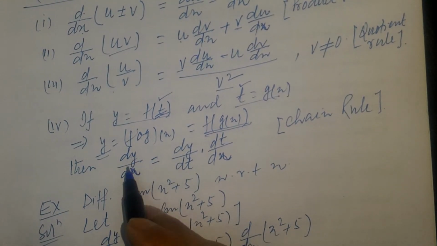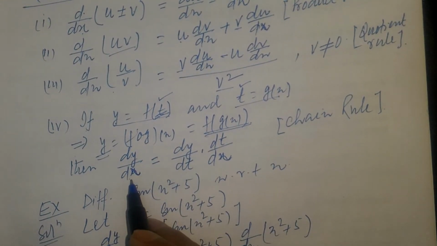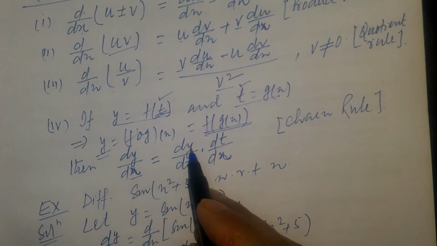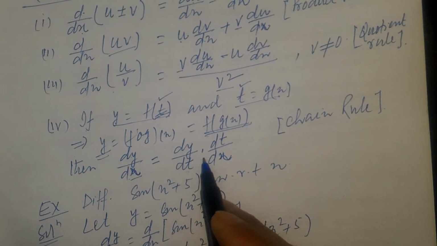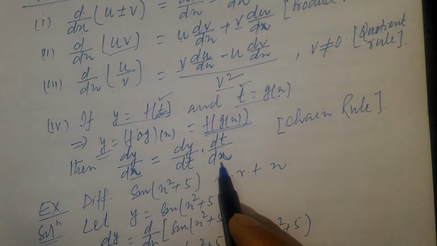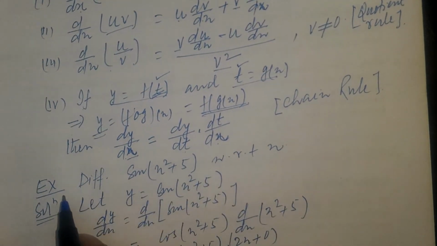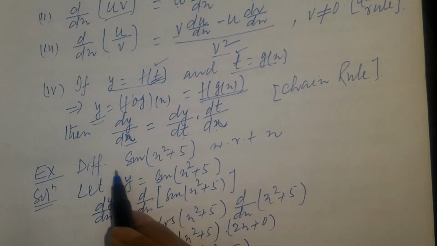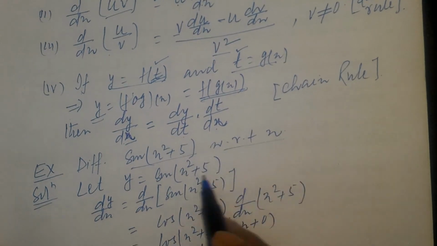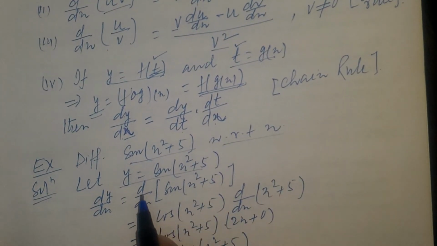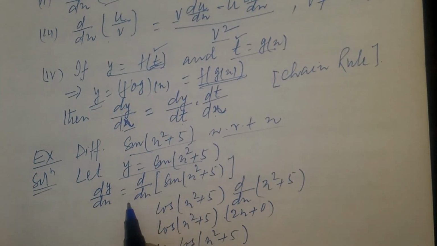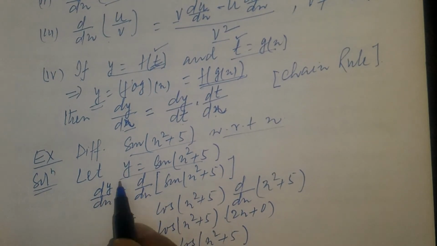So for finding the derivative of y with respect to x, first we'll find the derivative of y with respect to t, and then the derivative of t with respect to x. See with an example. Say you have a question: differentiate this with respect to x. We also say it by outer function and inner function.